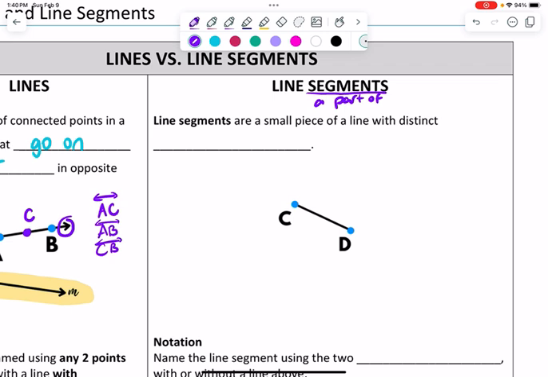So a line segment is just a small piece of a line that has distinct endpoints. I can tell the difference between a line and a line segment because a line will go on forever with arrows, whereas a line segment has 2 points at the end, or it could be denoted like this, right? I don't have arrows, but I can see that it stops. It's just a chunk of a larger line.